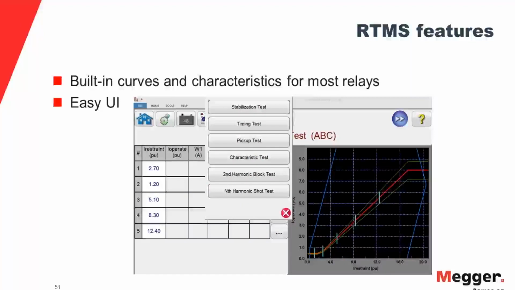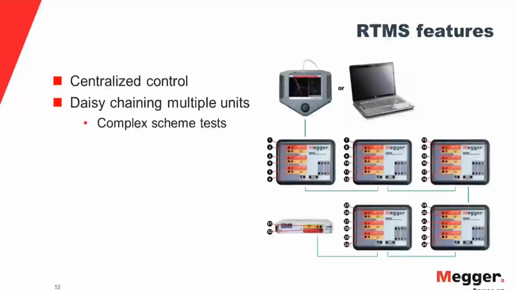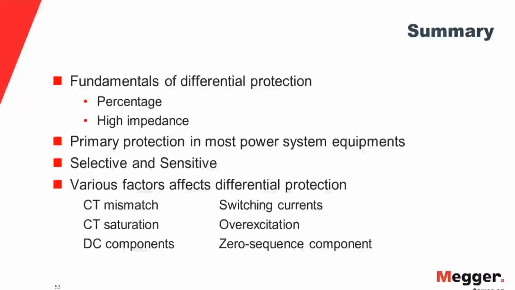Along with the hardware features of the SMRT, the RTMS, the software that controls the SMRT, also provides a lot of features. We have automated modules for three-phase differential protection, and we have segregated that into transformer, generator, and motor protection, because transformers require certain calculations, generators require certain calculations, and motor differential requires certain calculations. So we have specific automated modules for transformers, generators, and motors.